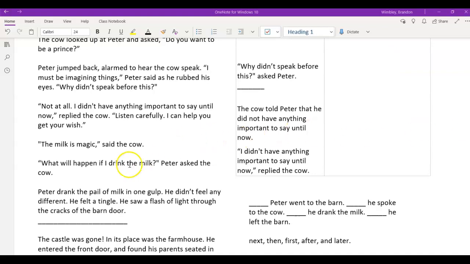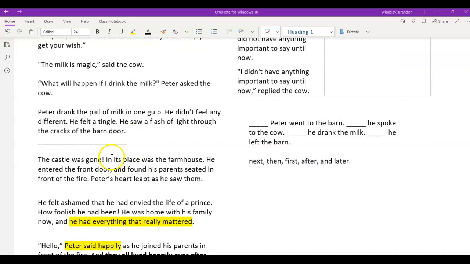Alright, so here's our next one. We're going to be focusing on continuing our fairy tale writing, but working on something called signal words, adding signal words for our event order. So we can kind of see what comes first, second, third. So we've drafted our fairy tales. We're going to be revising them this week and next week.